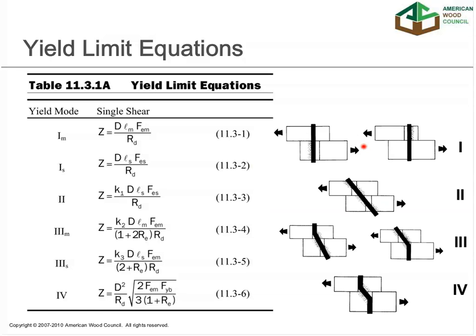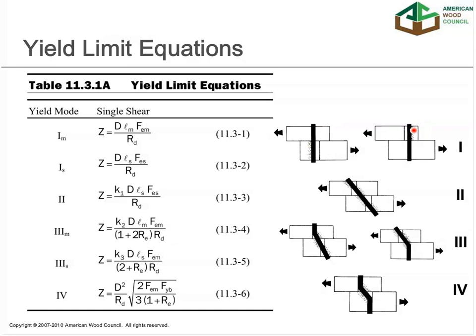Well, the first 2 equations, 1M and 1S, represent really the capacity of the wood member. What we assume with yields 1M and 1S is that this dowel is sufficiently stiff that it's not going to yield. There's no hinge forming in this particular dowel. The M and the S in the subscript represent the main member and the side member. And so 1M represents yielding of the wood fibers in the main member. 1S represents yielding of the wood fibers in the side member.